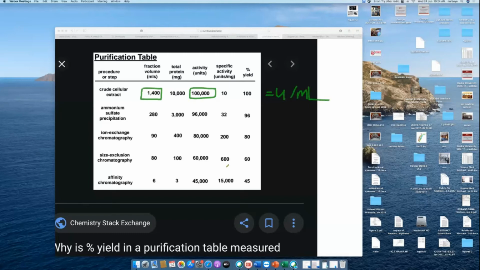Okay, Danu has given the answer. Others? So how do you do it? It is 100,000 activities divided by 1,400 ml. Then you get unit per ml. So the answer will be 71.43 unit per ml. Same goes for the total protein.